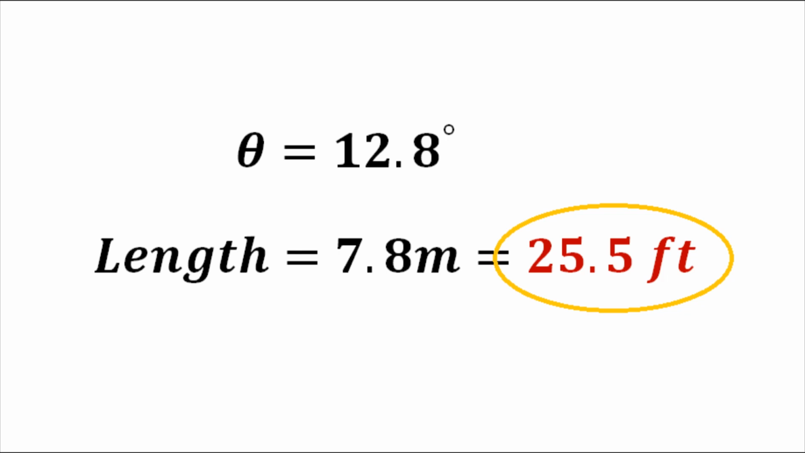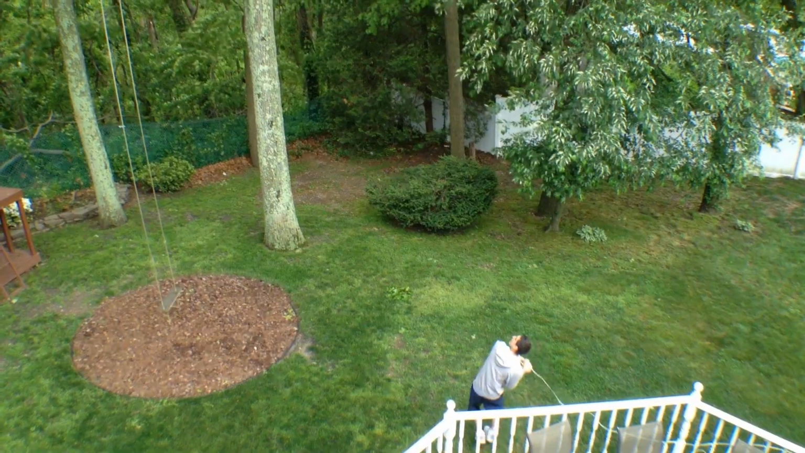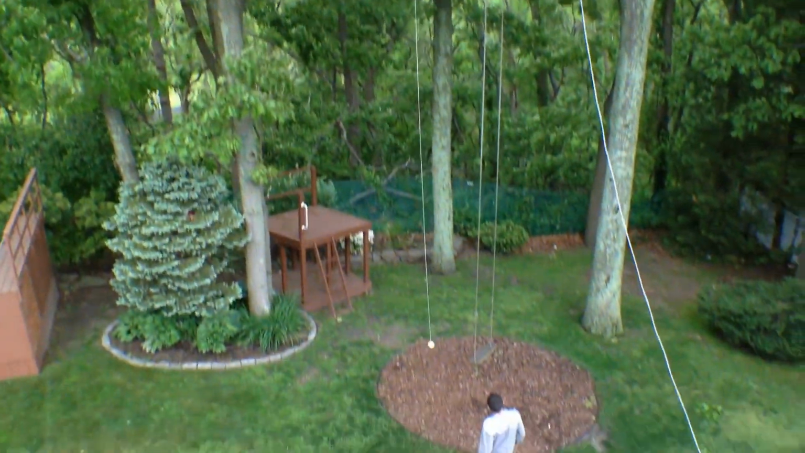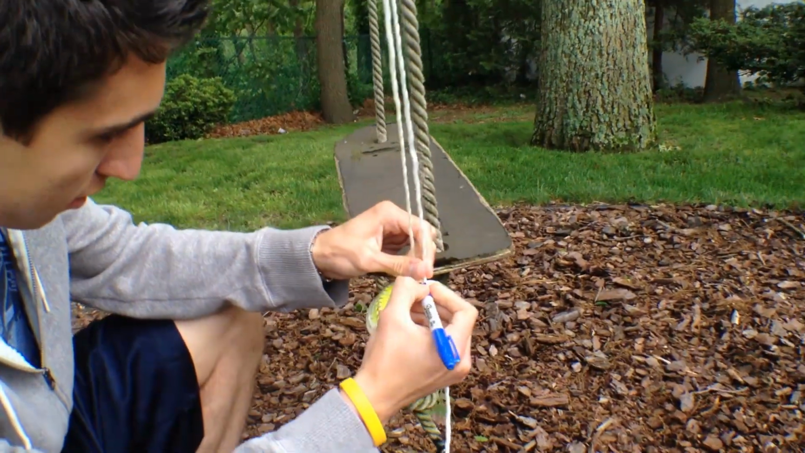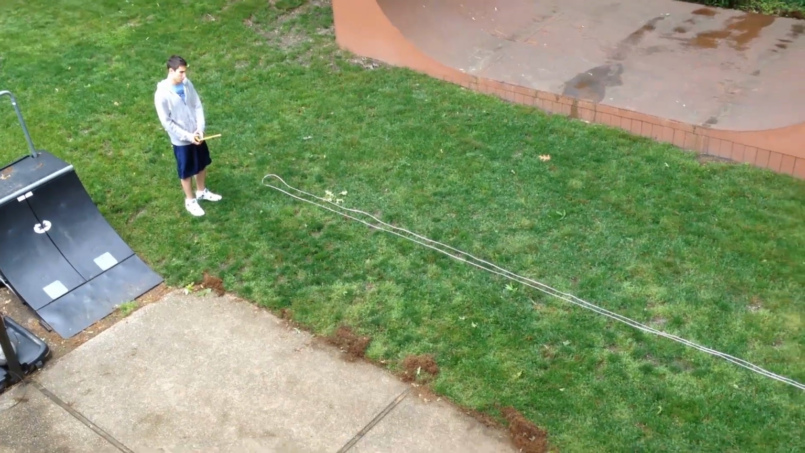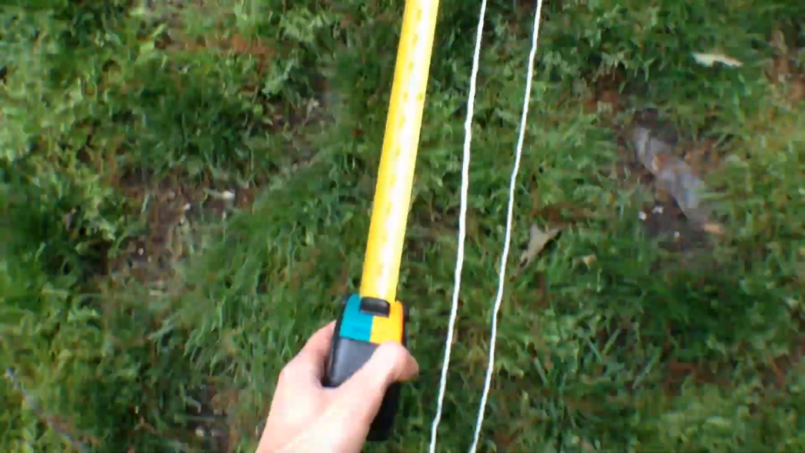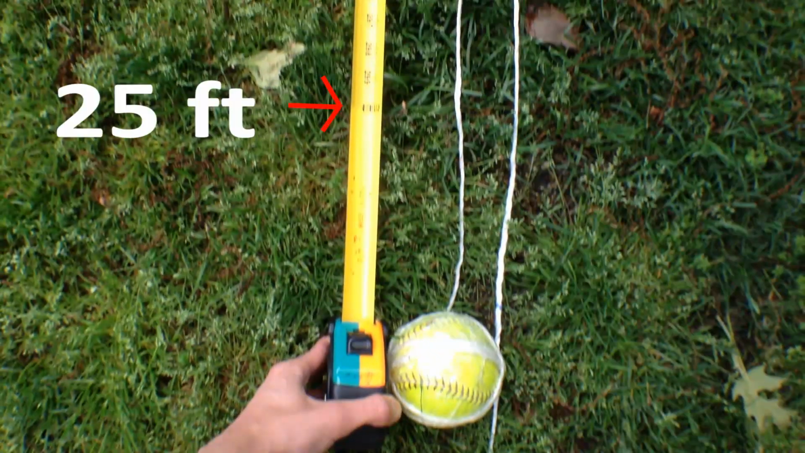To check if our calculations were accurate, we attached a long string to a softball and threw it over the branch where the swing is tied. Then we marked the point on the string where the ball reaches the bottom of the rope. We took it down and measured it with a tape measure. Our calculation of 25.5 feet proved to be very accurate.